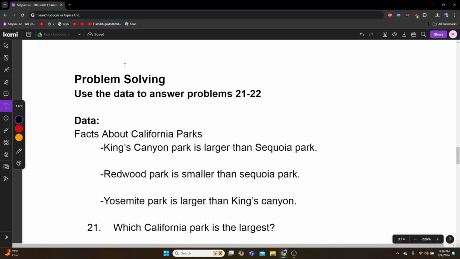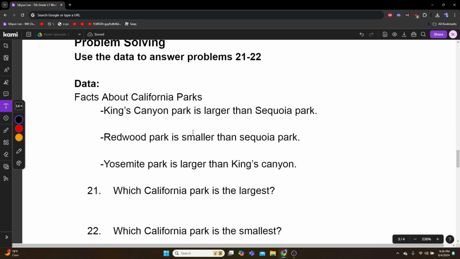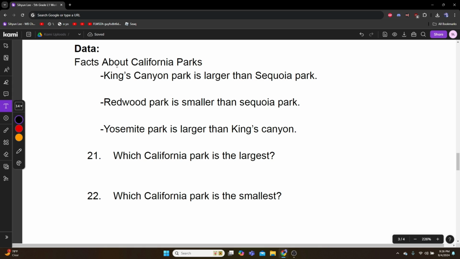Moving on. Use the data to answer problems 21 to 22. So the data is this. Facts about California parks. Kings Canyon Park is larger than Sequoia Park. Redwood Park is smaller than Sequoia Park. Yosemite Park is larger than Kings Canyon. And then if we look at the questions, which California park is the largest? Which California park is the smallest?